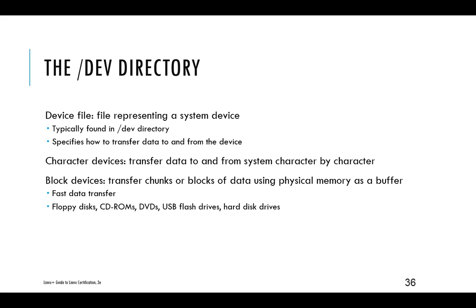CD-ROM, DVDs, hard drives. Any type of physical infrastructure you can plug in inside your computer or into your computer will be a device. Simple. You have two different types of devices, though. You have a character and a block. Character devices transfer data between the computer and that device one character at a time, versus a block, which transfers in chunks or blocks of data to that device.